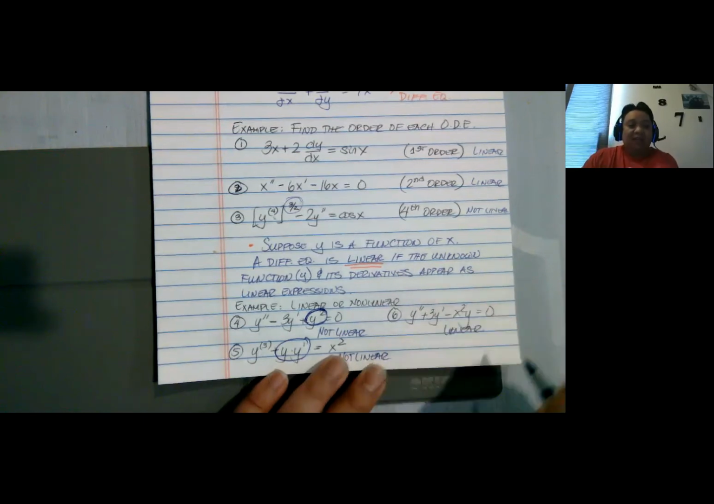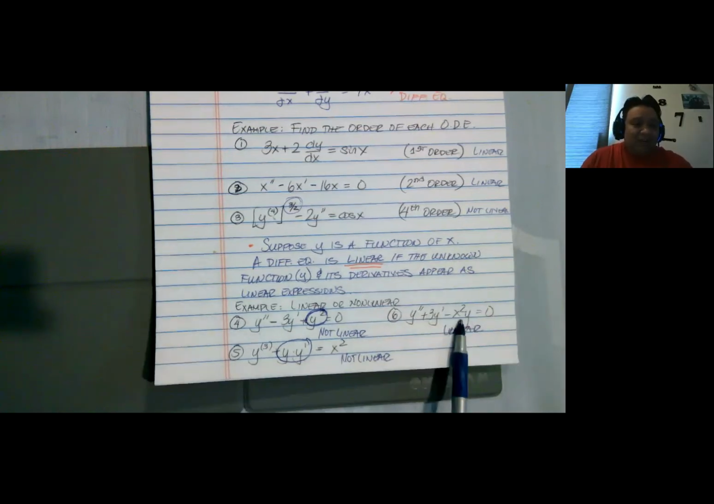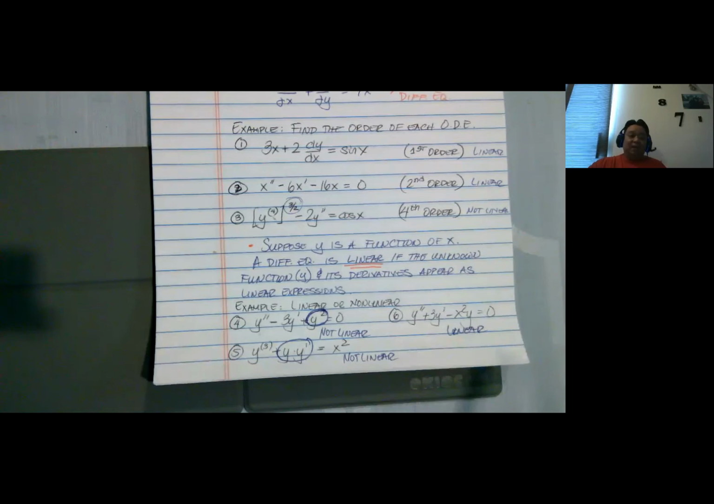Right? Now, usually this is where students get sort of confused. Oh, there's an x squared multiplied to your y. Well, y is what you're focused on. So since x squared is going to be considered a constant here, or at least a non-y variable, this appears as a linear expression, right? So this is actually a linear equation. Okay. Any questions on this?